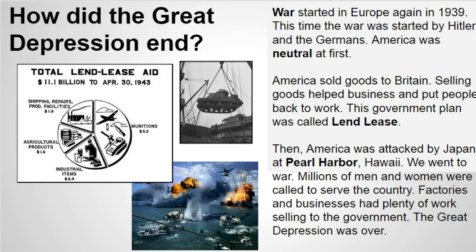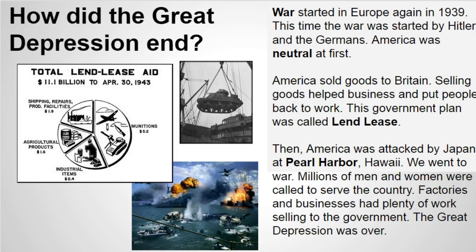America started selling goods to Britain. Britain was one of the countries fighting the Germans. Selling goods helped business and put people back to work. This government plan was called Lend-Lease. Then America was attacked by Japan, Pearl Harbor, Hawaii. Now America's war effort really geared up.